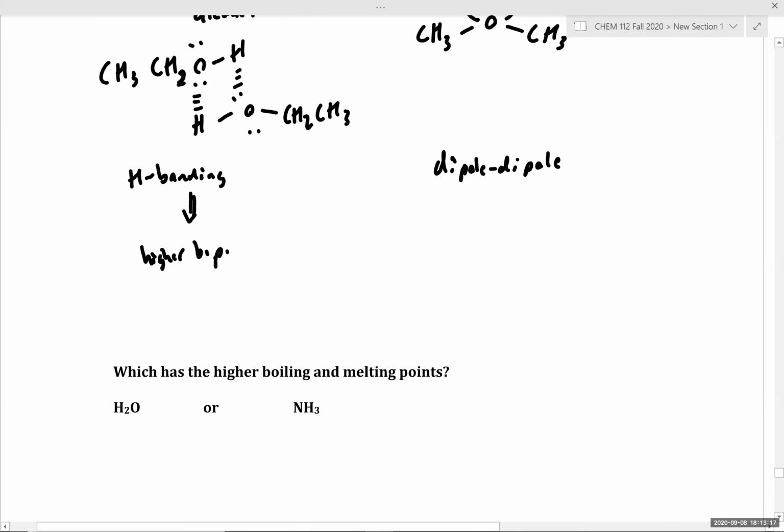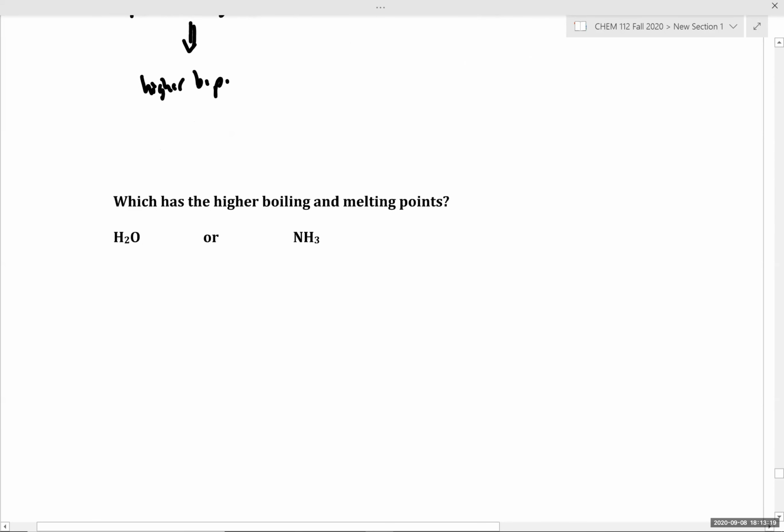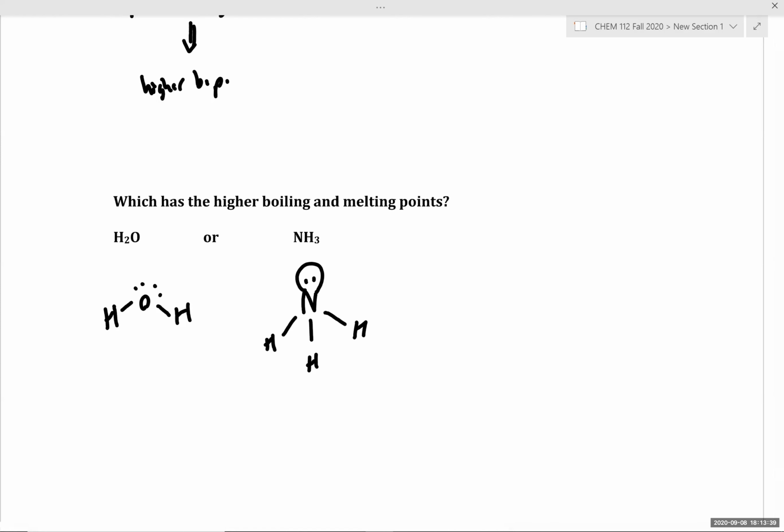Perfect, perfect. So let's try again this time, and let's ask the question, which of these 2 molecules would have the higher melting and boiling point? Water or ammonia? Which of these molecules would have the higher boiling point? And remember, when counting hydrogen bonds, you need both a donor and an acceptor.